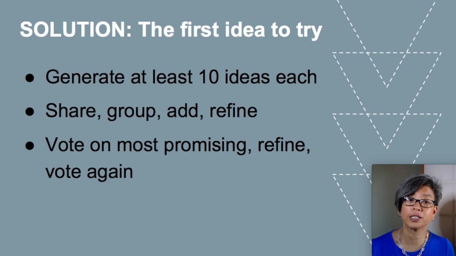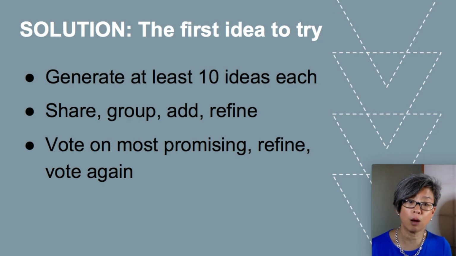So for this next exercise, I want you to start coming up with ideas. Think about, again, bringing diverse people into a room to be able to generate ideas and think about them from different perspectives. What I recommend is asking each individual to generate at least 10 ideas themselves. Then come together as a group to share your ideas, group like similar ideas together, and then add on to each other's ideas, maybe combine ideas and refine them.